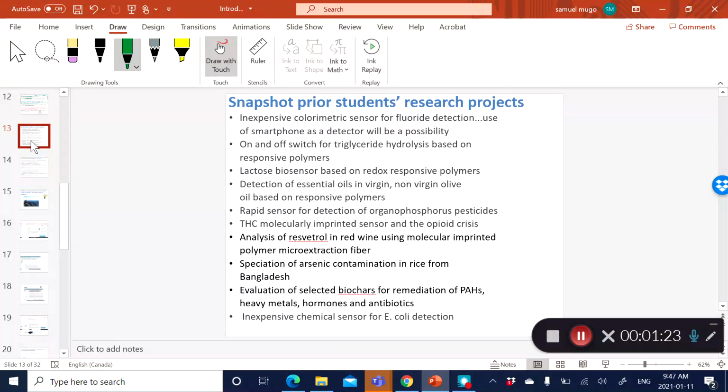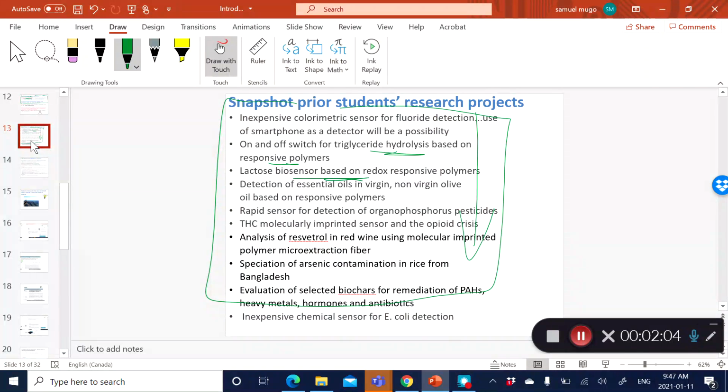Maybe first of all, I'm going to give you some precedent of types of topics that previous students in CHEM 311 have done. For example, 3-4 years ago, this was the list of topics that some of the students had done for the research project. For example, an on and off switch for triglyceride hydrolysis, based on responsive polymers. It's an excellent topic that was done previously.